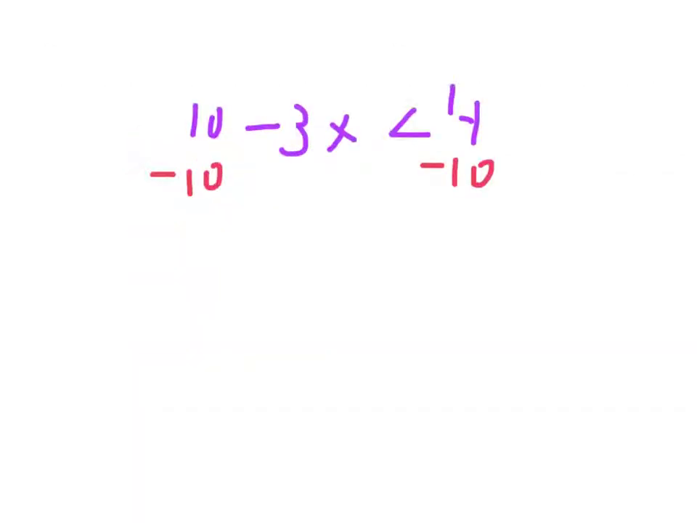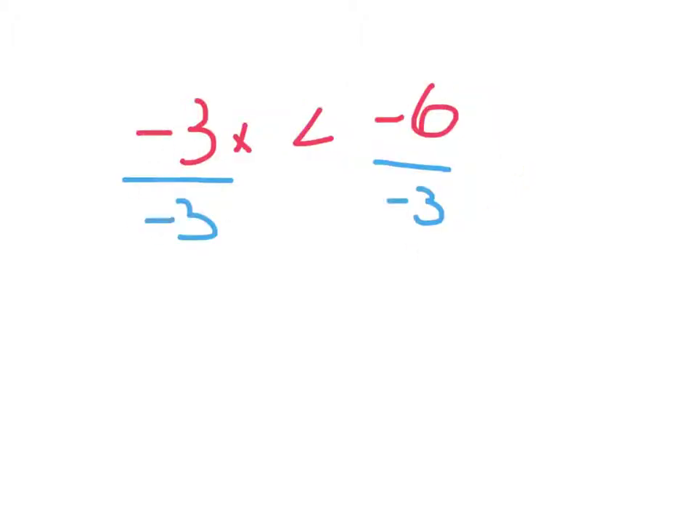As you're continuing on trying to solve this, you're trying to get the x by itself. So you can start by subtracting 10 from both sides. To continue on with what you've just done, you have the negative 6 on this side now. You're going to divide by negative 3 to get rid of the 3 from the x, so you divide that from both sides.